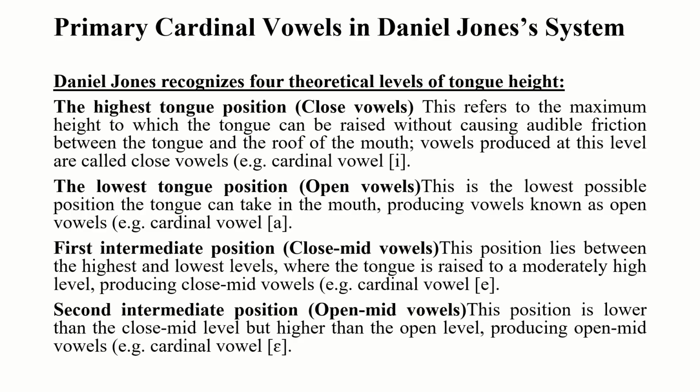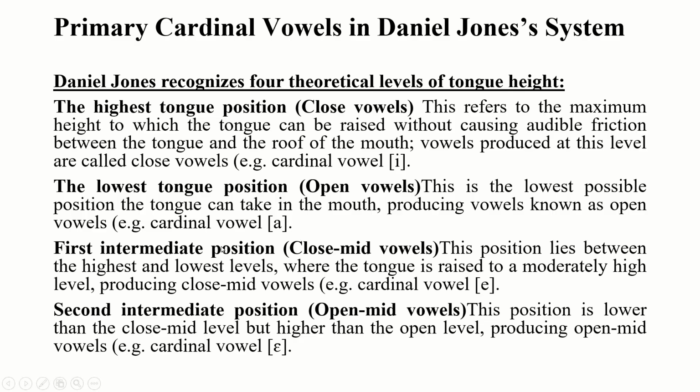And the next one is the lowest tongue position. This is the lowest possible position the tongue can take in the mouth, producing vowels known as open vowels. So when the tongue goes to maximum height and produces vowel sounds like E, as you can see here, these are closed vowels. And when the tongue goes to the lowest possible position and produces vowel sounds, they are called open vowels. And this is an open vowel example.